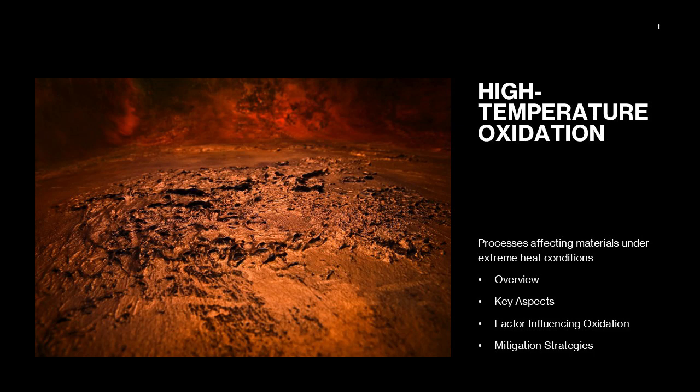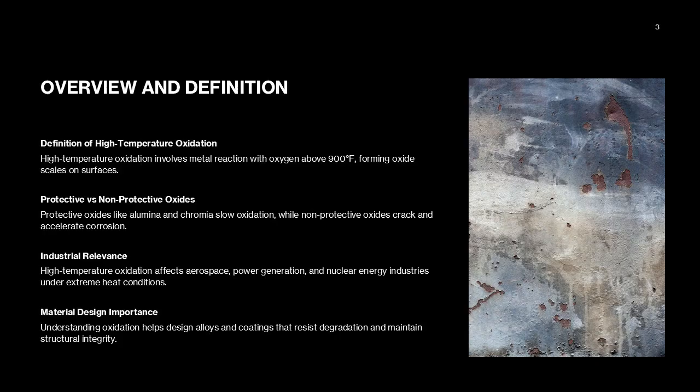High-temperature oxidation: processes affecting materials under extreme heat conditions. Overview and definition of high-temperature oxidation. High-temperature oxidation is a critical form of corrosion that occurs when metals react with oxygen at elevated temperatures, typically starting around 900 degrees Fahrenheit or 482 degrees Celsius.